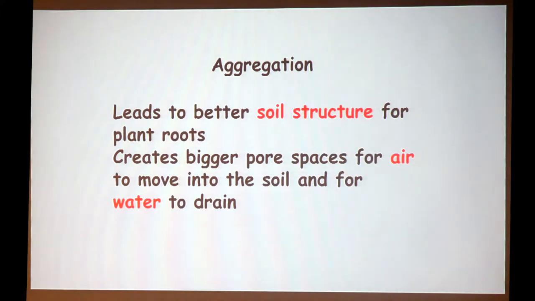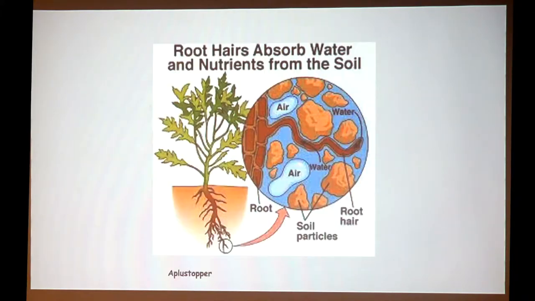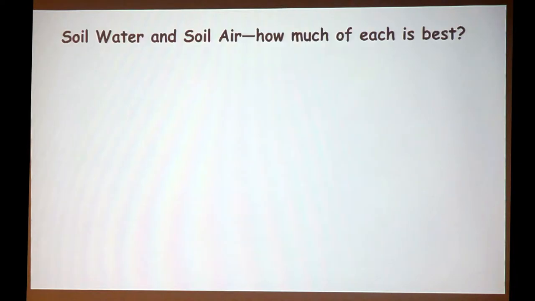I guess I've already mentioned it produces bigger pore spaces to enhance all of this. And we look at this image of everything we just talked about. There's water around the roots in a good soil, and there's air to provide microbes and the plant roots oxygen. These are all in a three-dimensional structure around the plant roots.